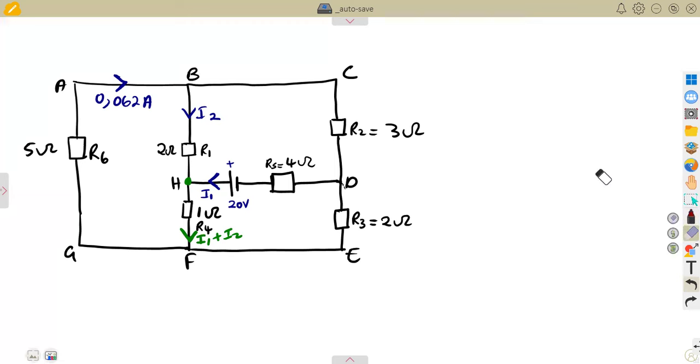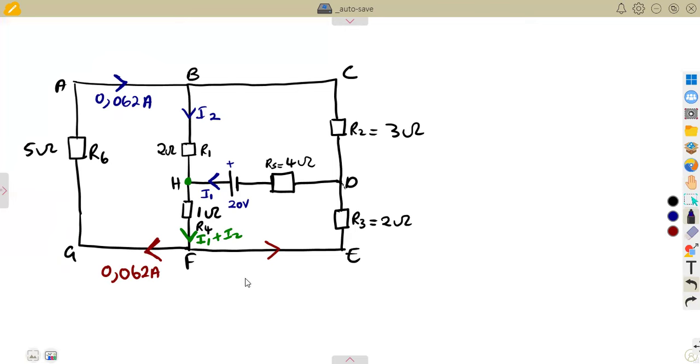Let's consider this branch, from F to E to D. There's a current that must flow in this branch. But remember, we are given the 0.062. The current that we see in this branch is the same current flowing from F, G, A, B. The direction is like this in this branch, this 0.062. It is the same current that we are having there, the same current that we have here.